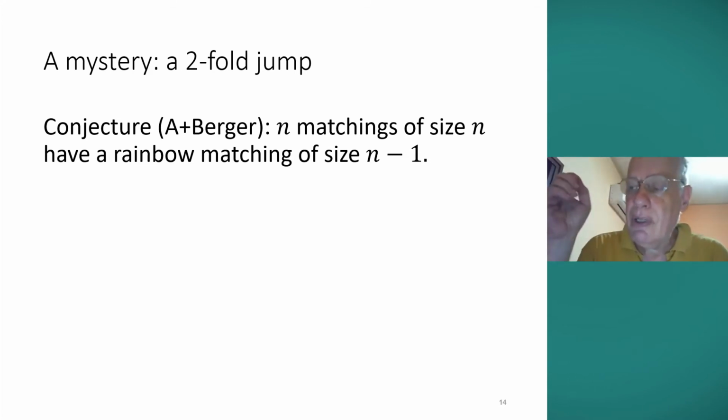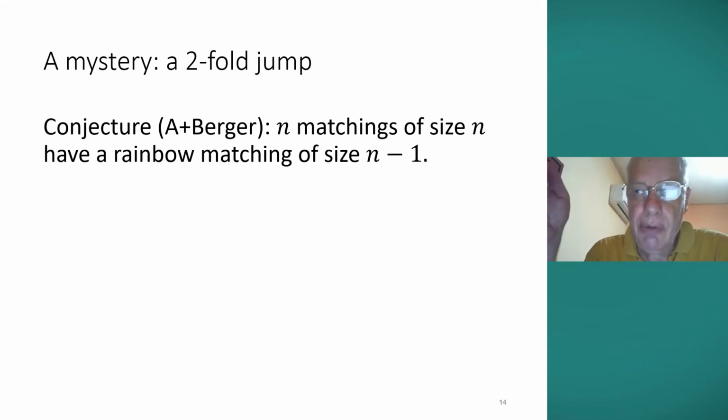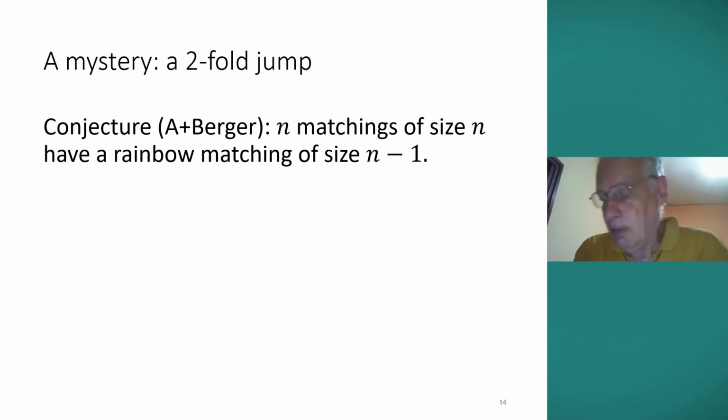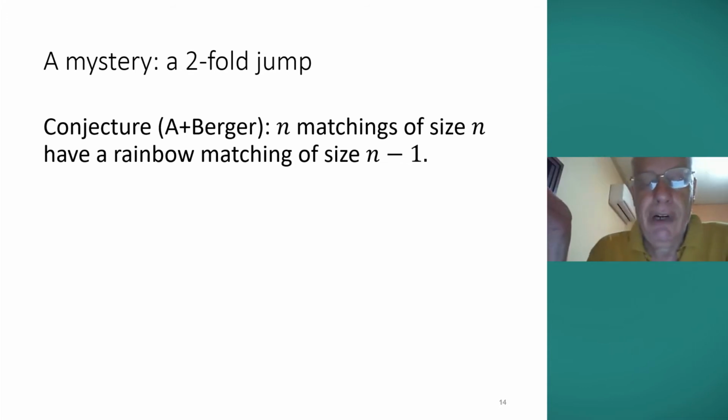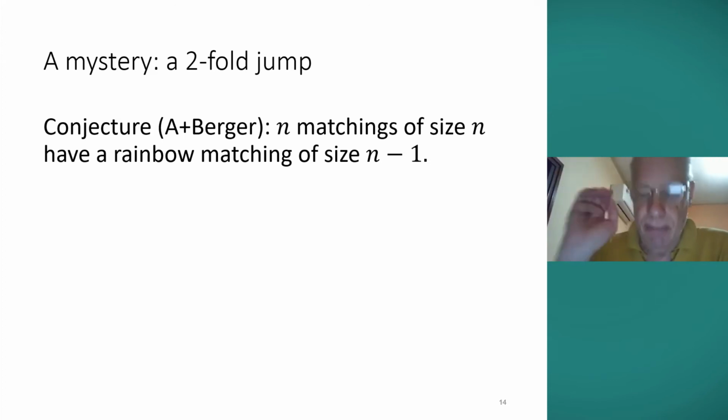So remember, Drisko says that 2n-1 matchings of size n suffice to have a rainbow matching of size n. Suppose you only need n-1. The conjecture is that you can drop it to n matchings of size n. This is not going to be a very easy conjecture to prove because it implies very well-known conjectures from the 70s of Reiser and others. And so it's not going to be very easy.